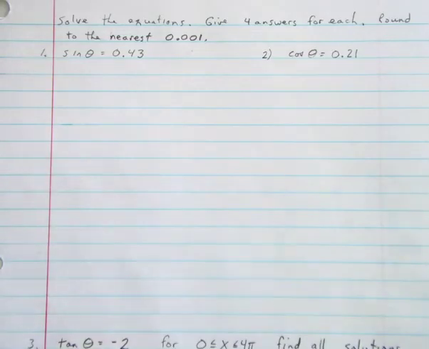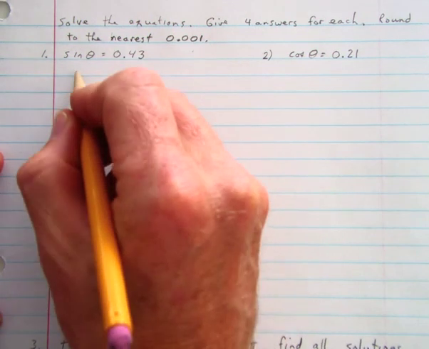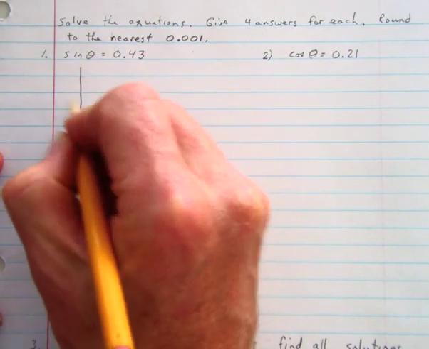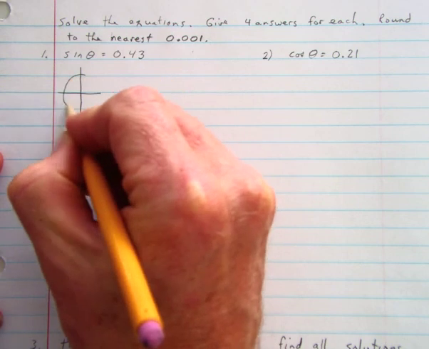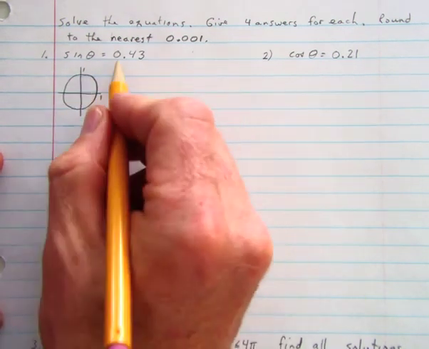I thought I would do a few problems here to help you out, and you can use these for doing your homework. We have sine theta equals 0.43. Now the first thing I'd say to do is let's draw a quick unit circle. Just something like this. It's a unit circle, so our radius is 1.